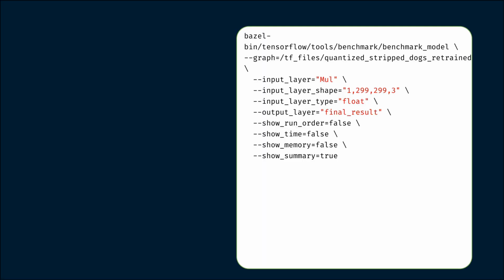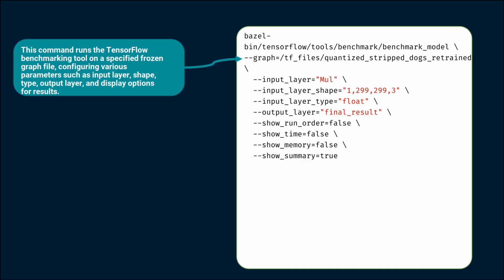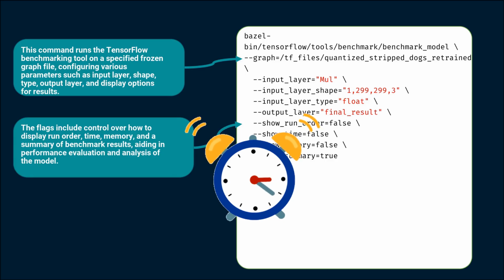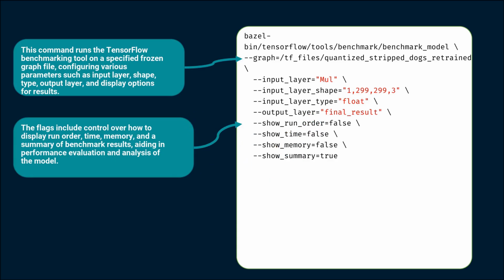Now, let's see how we can implement the benchmarking of our quantized MobileNet model to evaluate its performance. To do this, we'll use the Benchmark Model tool provided by TensorFlow, which lets us assess how efficiently our model runs. The command starts with the path to the benchmark tool, followed by the --graph flag, where we specify the path to our quantized model file. It's crucial that this model has undergone quantization, which optimizes it for mobile inference. Next, we need to define the model's input configurations.